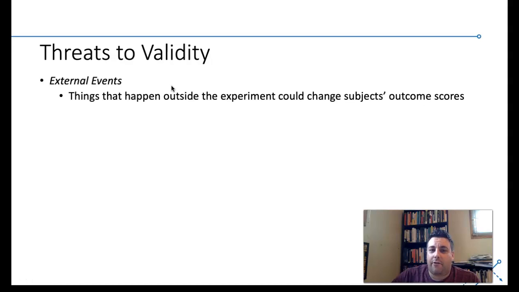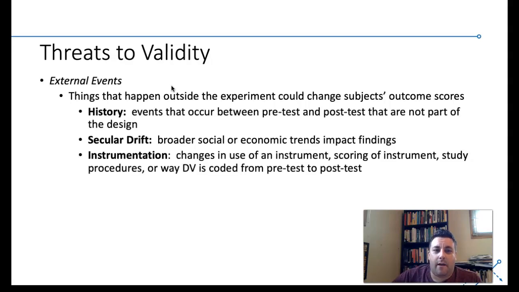And then there are external events that could cause change in a dependent variable. The external events are things that happen outside of the study that could have changed subjects' scores. These are history effects, secular drift, and instrumentation. The big one that you need to know here is history. Let me give you an example of that.